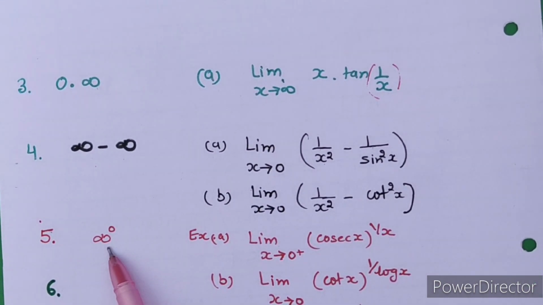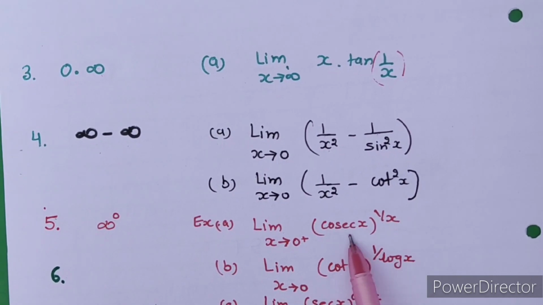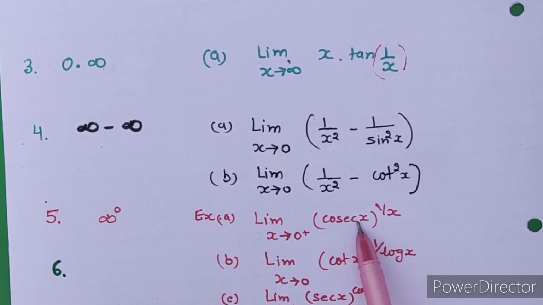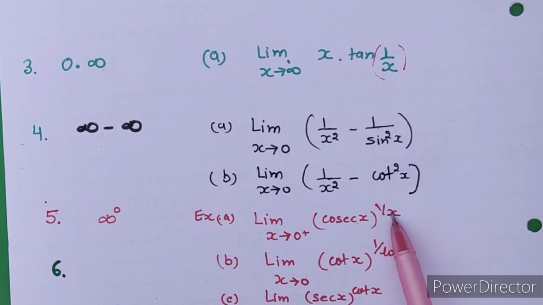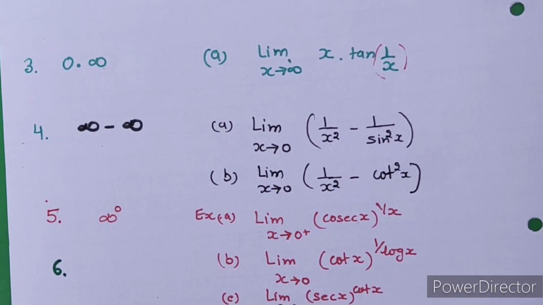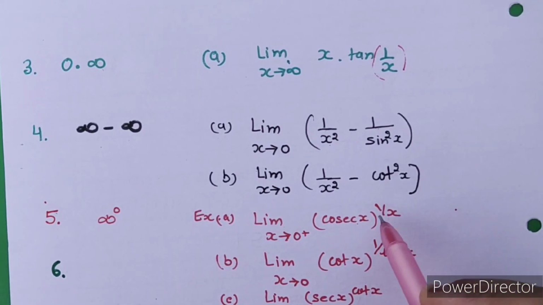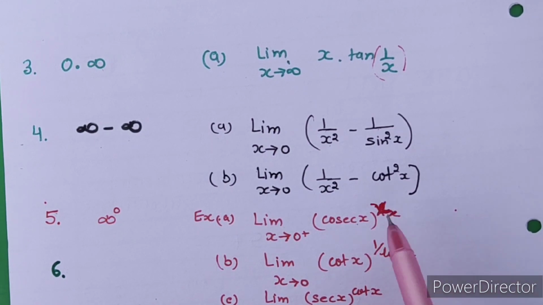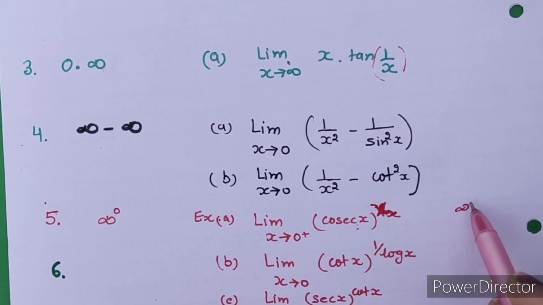Then there is infinity power 0. Suppose here cosine 0 you know is 0, so 1 by sine 0, that is cosecant 0. Cosecant 0 is infinity, and 1 by 0 is infinity. Here you will take x, not 1 by x. Suppose this is your x. So this is infinity power 0 form.